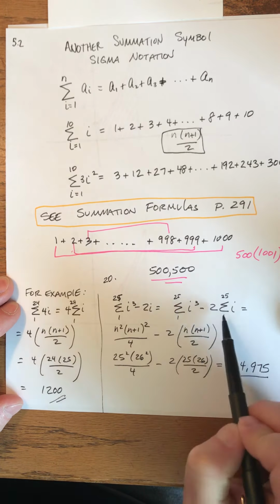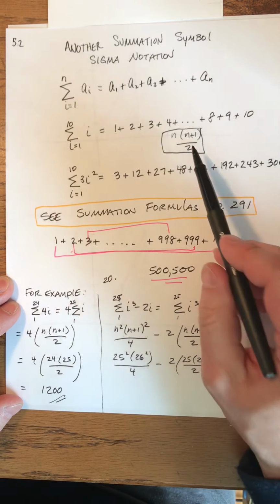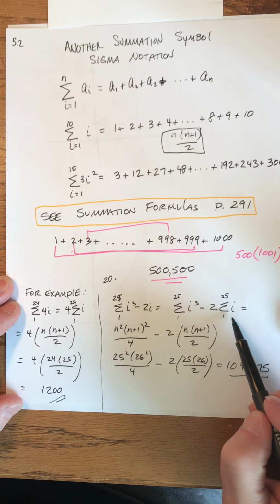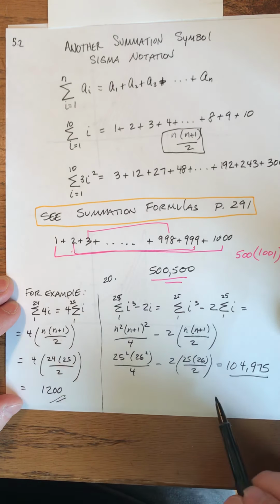We take the formula for i to the third, which is found on page 291, and we substitute a 25 in there. And then we take the formula for the i, which is found on 291, and we put a 25 in there and do the arithmetic, and we get this. Check this out and look at it over and over again.